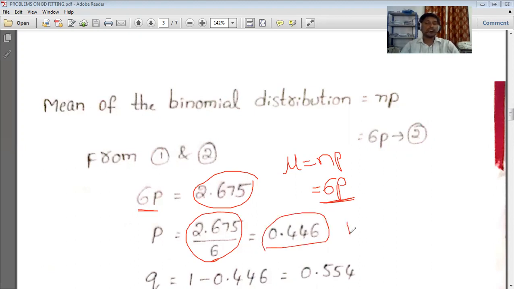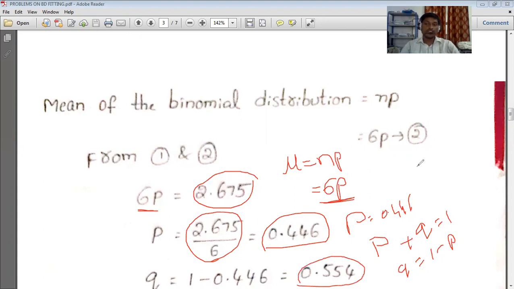So p is equal to 0.446. We can easily calculate q by using p plus q equal to 1. So q is simply 1 minus p. So 1 minus 0.446, how much do we get? 0.554. Now n we know is equal to 6 from the problem, and p we calculated, and q also we know.